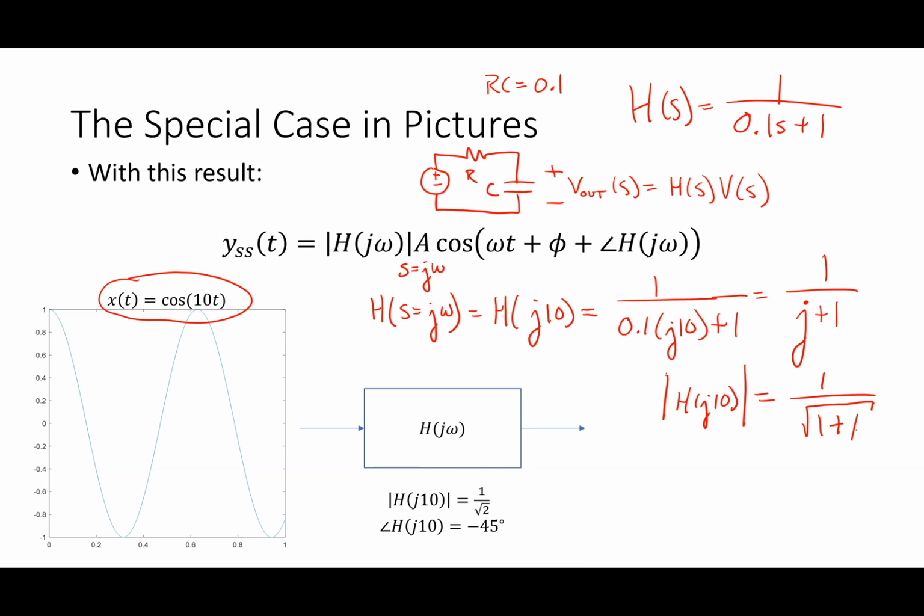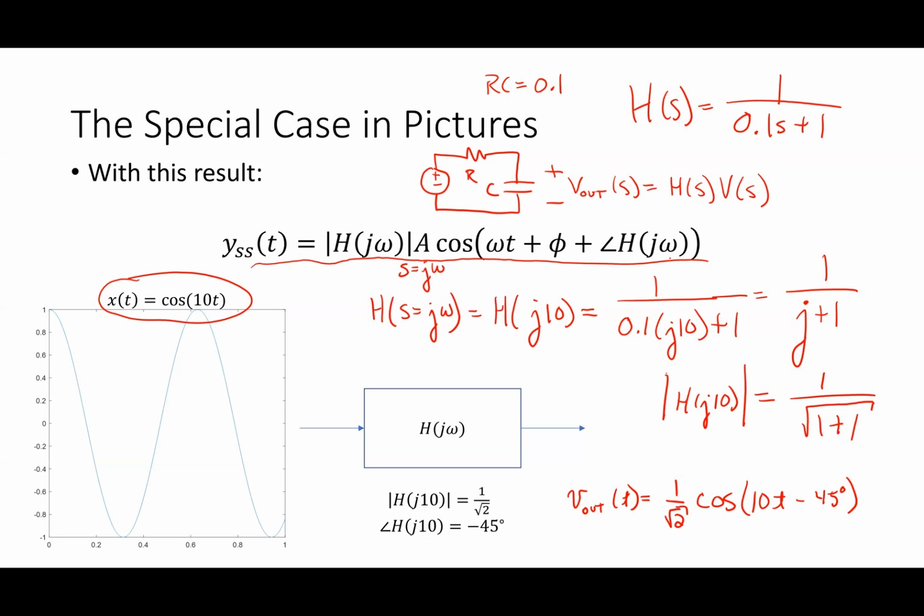Well, it tells me what the output's going to look like, right? So the output here, V out of t, how would I write that in this case? 1 over square root of 2 times the cosine 10t minus 45 degrees, right? I'm basically just applying the general formula that we derived.